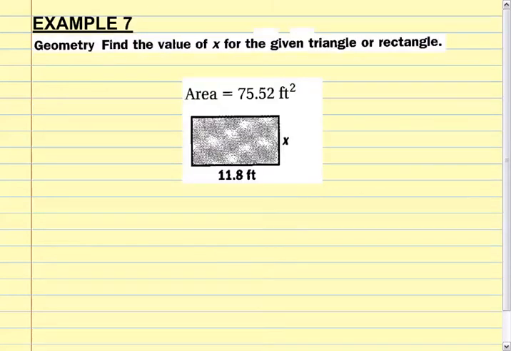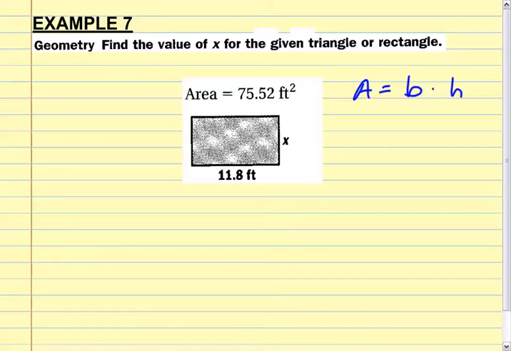Next up. Example 7 says, geometry. Find the value of x for the given triangle or rectangle. Well, we have a rectangle here, Lou. Lou, this is something that people make mistakes on all the time. They read right past the directions. They read perimeter when we're looking for area, or they read area when we're looking for perimeter. Okay? What are we looking for in this one? Area. And what's the formula for the area of this rectangle? Area is equal to base times height.